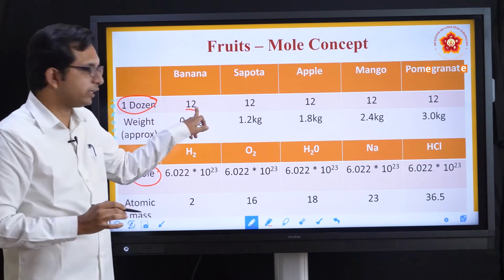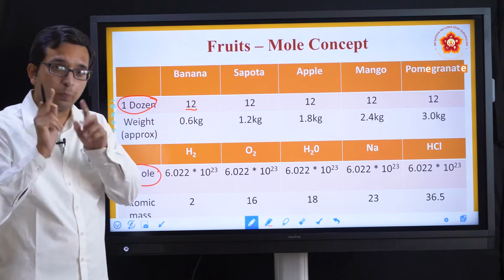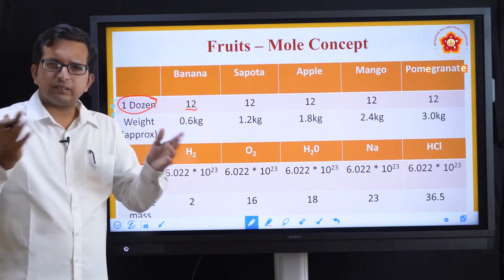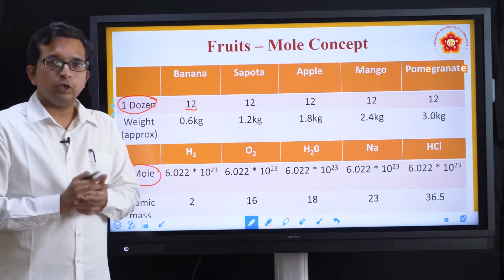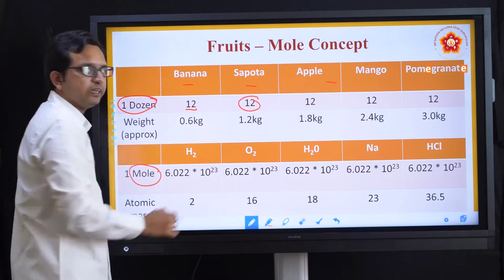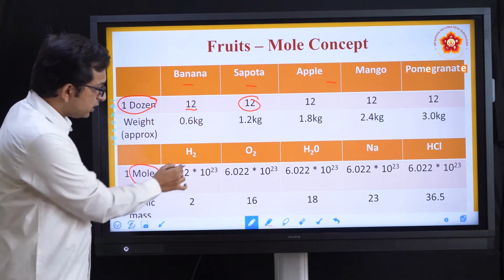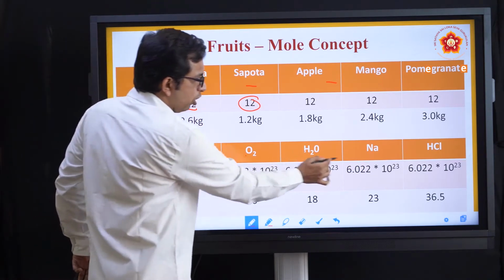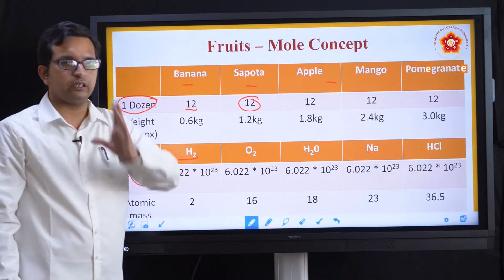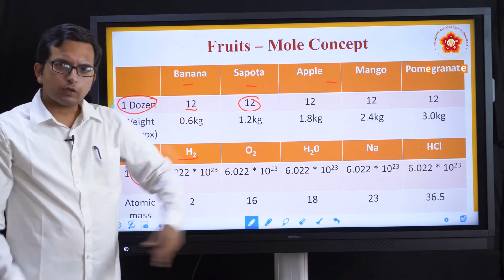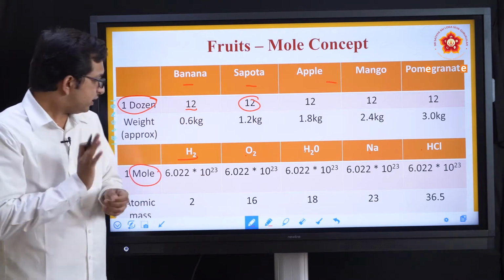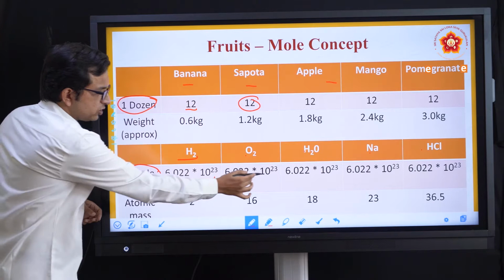Now how was this number determined? It was a general marketable basis, but the moment we speak of sciences, naturally experimentation, various theories and laws come into the picture. So it was seen that like the way we have different fruits, still 1 dozen indicates 12. It was seen that different elements, hydrogen, oxygen, water, sodium and hydrochloric acid, all these names you must have come across till date. When they tried to find out how many atoms are there, they realized that this was the number which was repeating in every case.